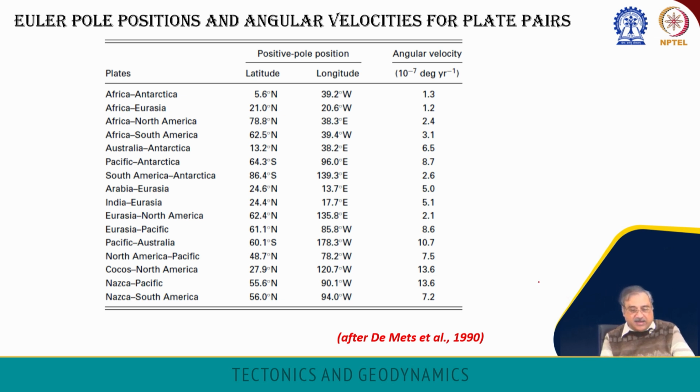And as you can see, this has been calculated for a lot of different parts here. You can see the plate velocity between Africa and Antarctica, Africa and Eurasia, Africa and North Asia. For all of these, the positive pole positions, this is the conventional way of depicting it, and longitudes have been summarized together with their angular velocities. And these were summarized long ago by Demets et al. in a 1990 paper. These have been modified with time, but not significantly.